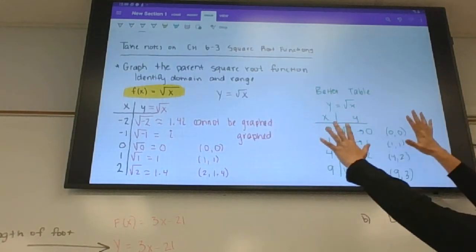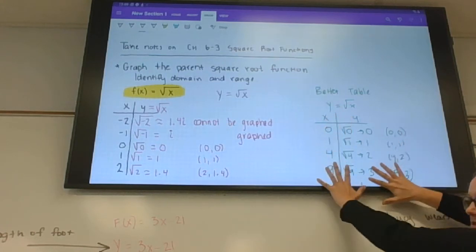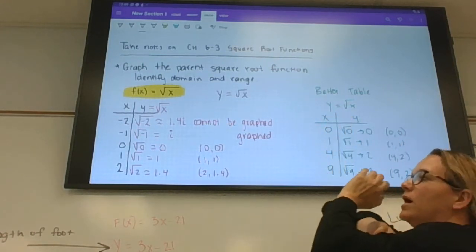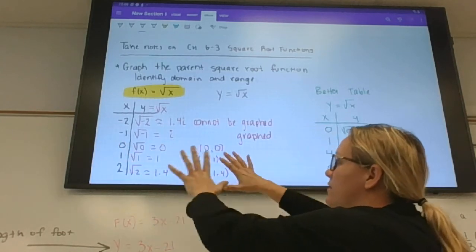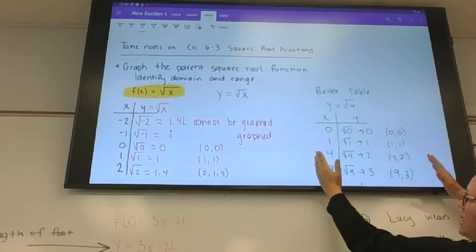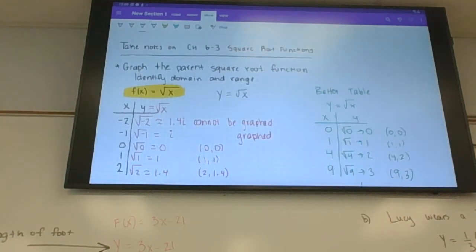So this is the table you should copy into your notes. Okay? If you want to copy the bad example, you go right ahead. Or take a picture, whatever you want. But this is the best table for the square root function. The parent square root function, which is the most basic.